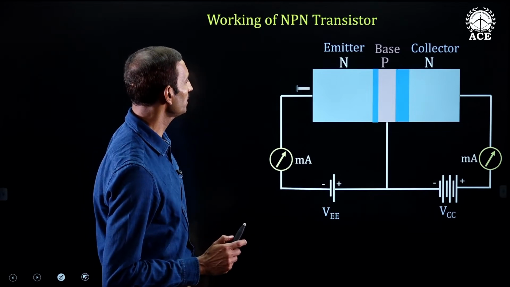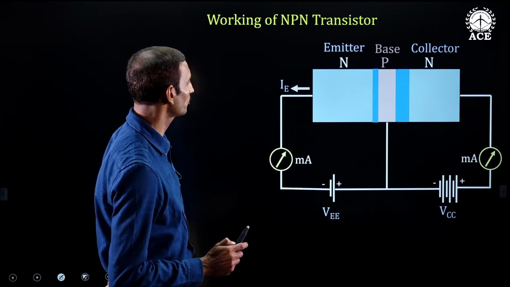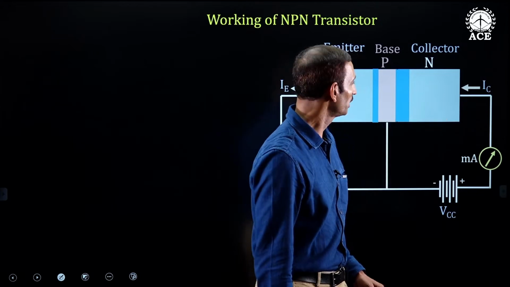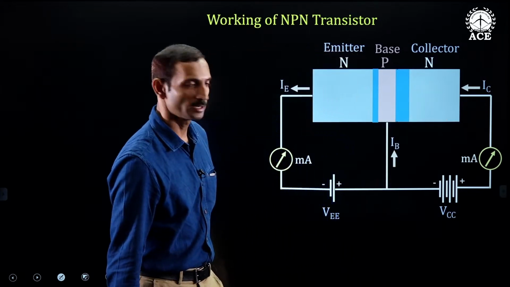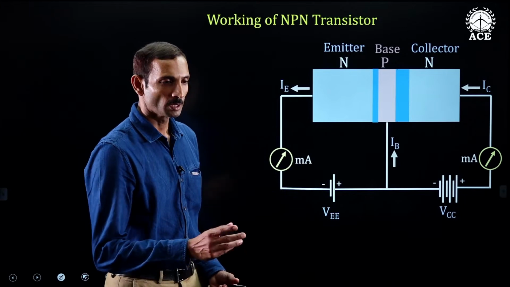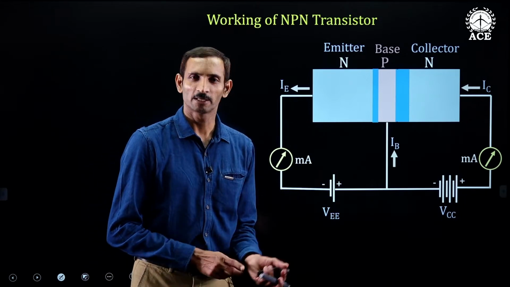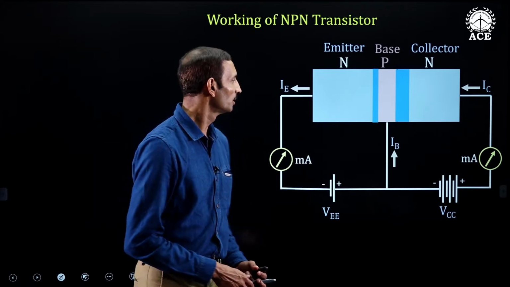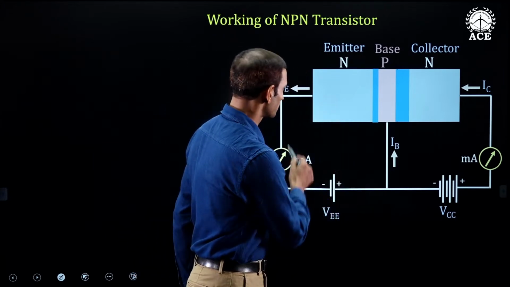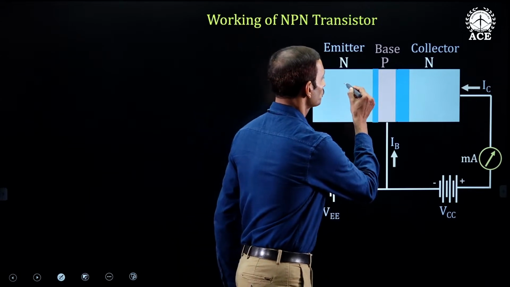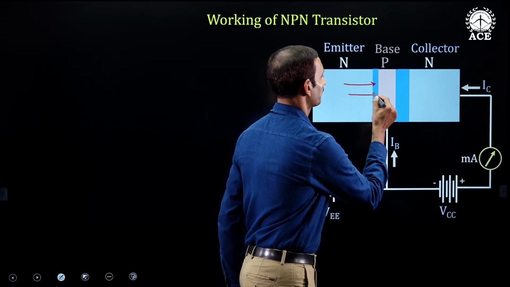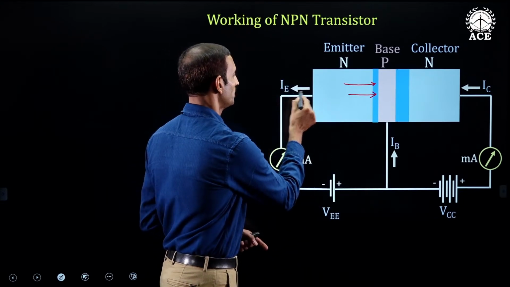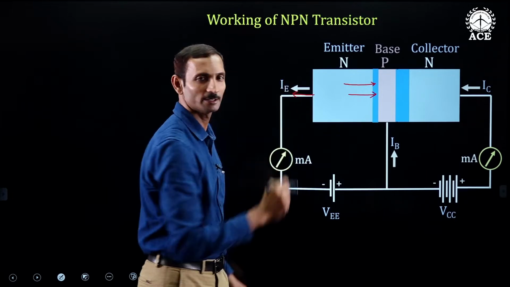There will be a current, the emitter current, in this particular direction. There will be a collector current into the collector, and a base current into the base. Why? What is the direction of current? It is the direction opposite to the flow of electrons, the conventional current direction. Now when you see the forward bias here, the electrons would go in this particular direction. What should be the direction of current in the emitter? It should be this way. So this is the direction of the emitter current.